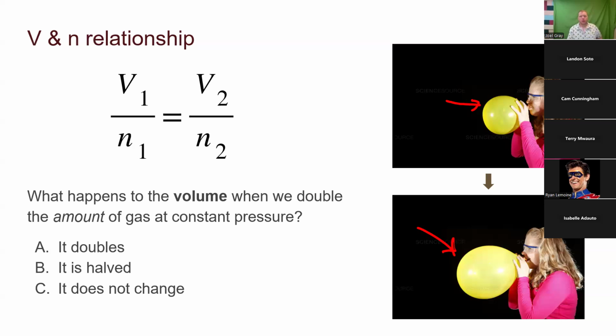And so if the difference between these pictures is like 5 seconds or something like that, nothing really in the environment has changed other than time. And so to go from A to B, what happened was this person blew more air into that balloon. So the question is, what happens to the volume when we double the amount of gas at constant pressure? Well, is it halved? Nope. Does it not change? Nope. It doubles. You're absolutely right, DDA. So this is a direct relationship.